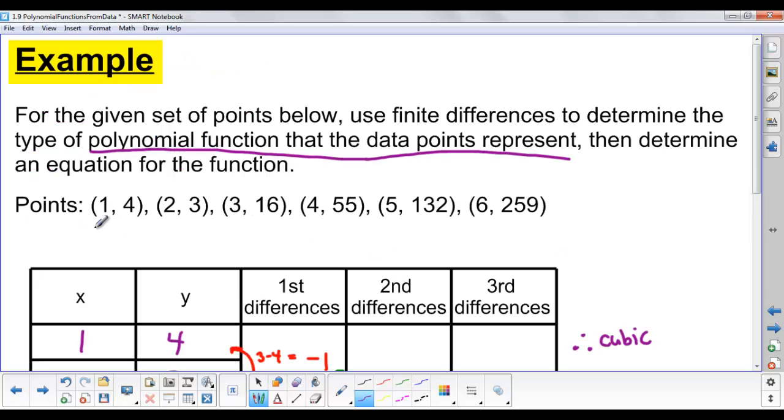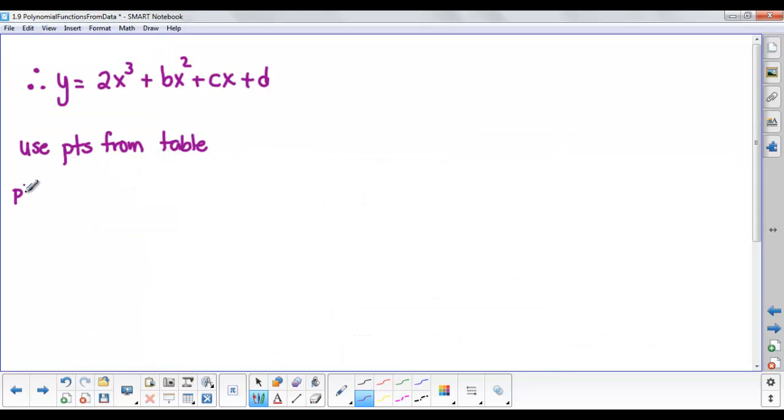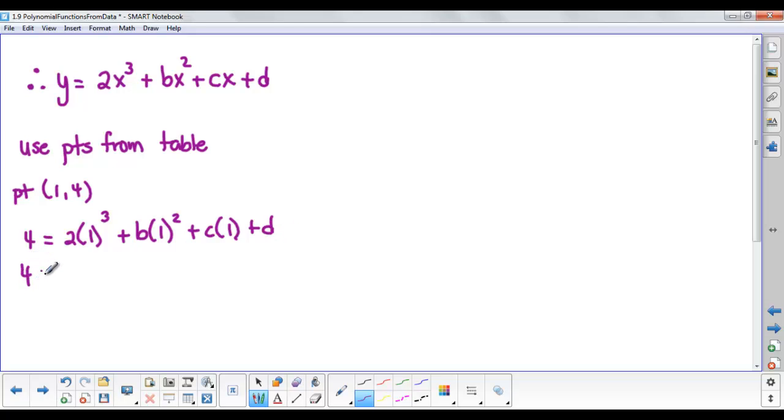The first point we're going to use is 1, 4. Remember that x is 1, y is 4. So we'll sub that in to our equation. So y equals 2x cubed plus bx squared plus cx plus d. And then we'll do a little bit of simplifying. So 4 equals, remember BEDMAS rules, exponents first, 1 cubed times 2 plus 1 squared times b plus c times 1 plus d.